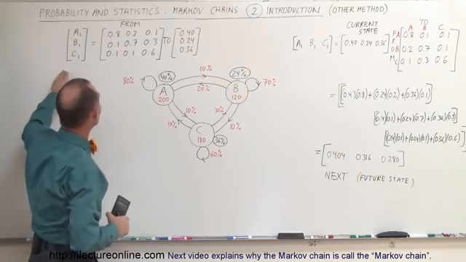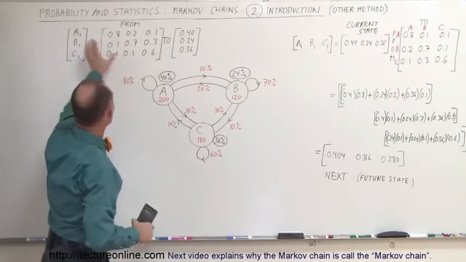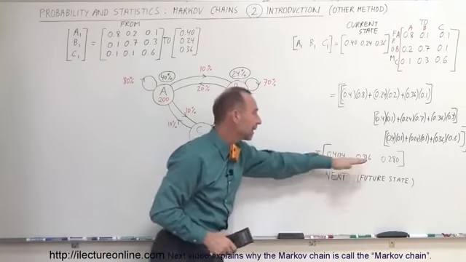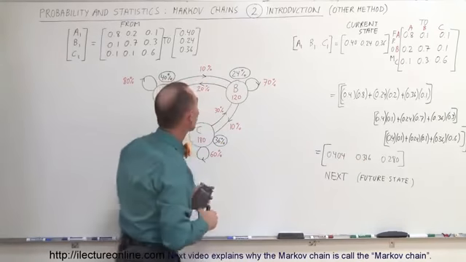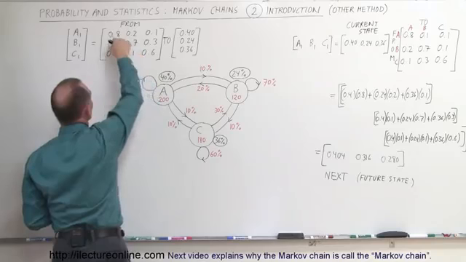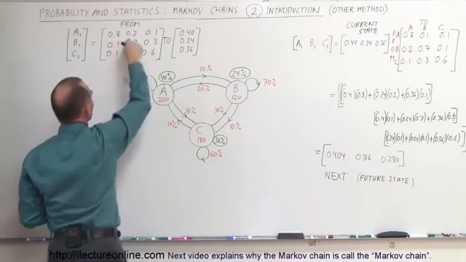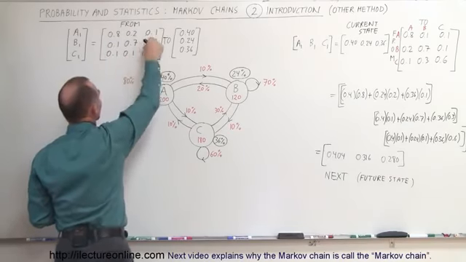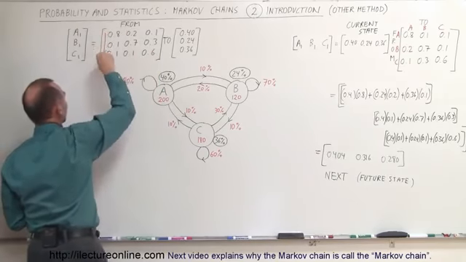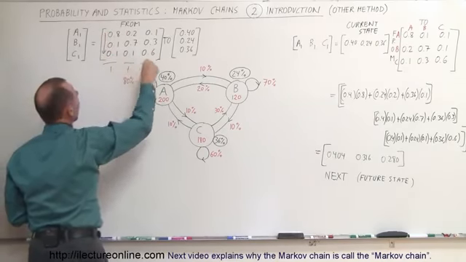Notice we get the exact same result. We multiply this times this, we get A, B, and C in the future state or the next state, and we get exact same. Now, notice the difference. If we add the numbers vertically right here, they all add up to 1. So this plus this plus this, that's 1. This plus this plus this, that's 1. This plus this plus this, that's 1. So if we add them in this direction, we get 1, we get 1, we get 1.